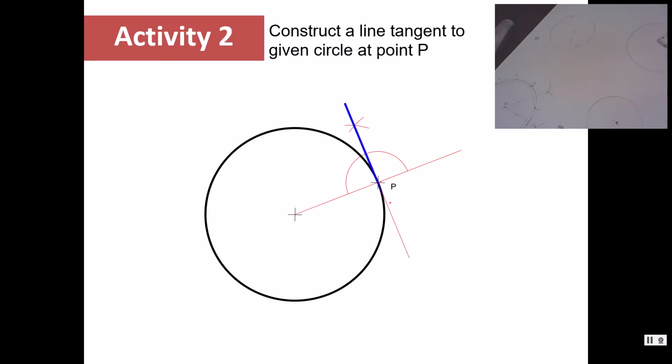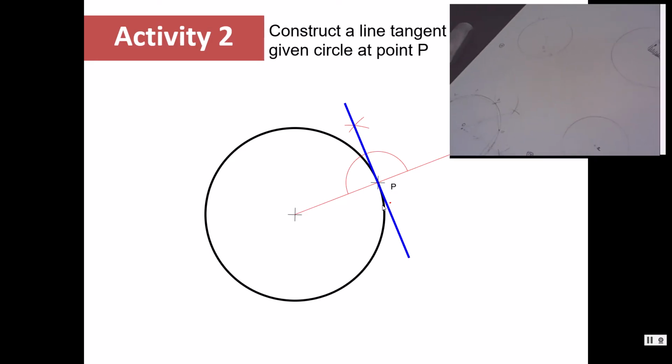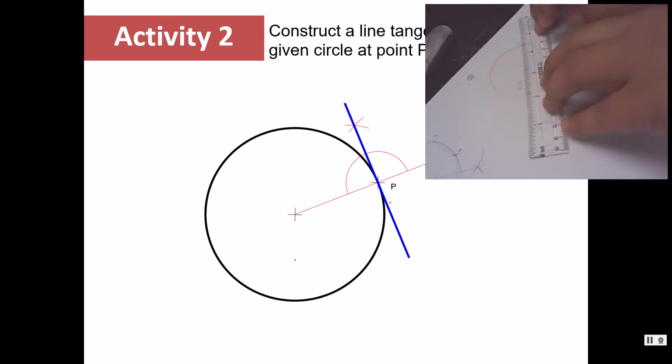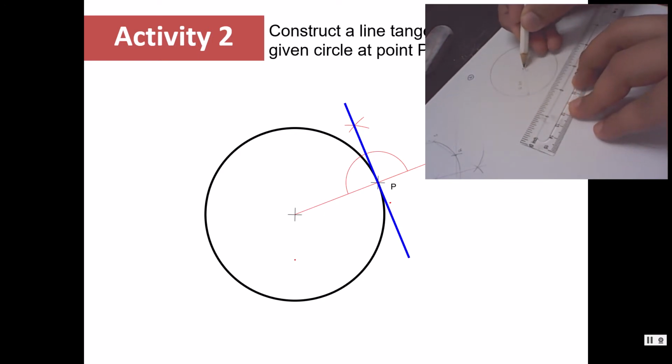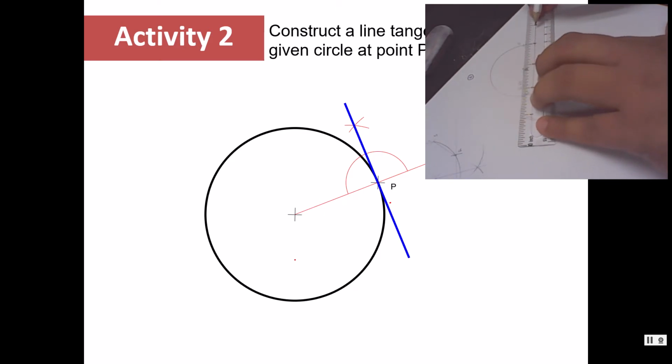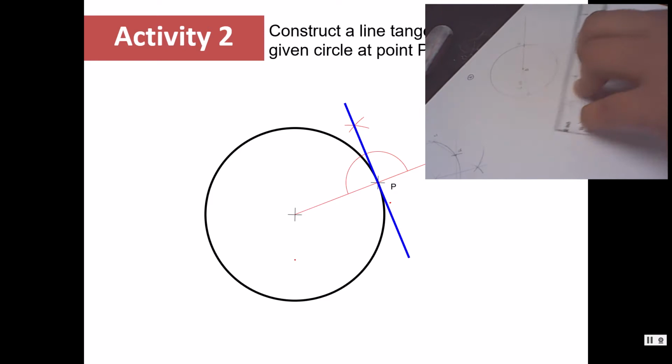Okay, so well, it's very easy actually, so let's just all do it together. Okay, I already drew a circle of 30 mm radius. It's up to you. Now from the midpoint, which is O, I'm going to draw one line that is going to pass through P, and the position of P is also up to you. Just draw a straight line.